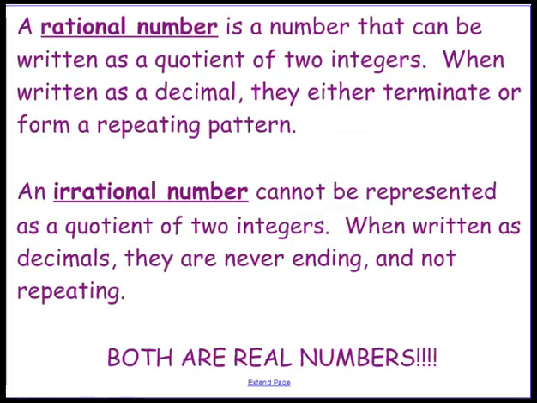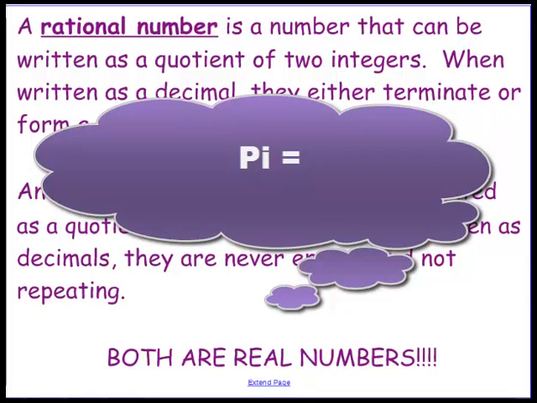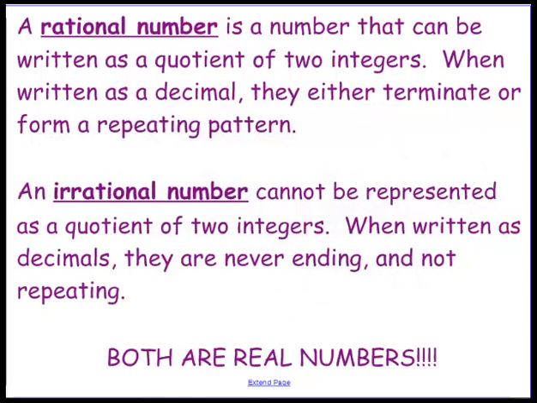Rational numbers, by definition, are numbers that can be written as a quotient of two integers. When I say quotient of two integers, I'm thinking they can be written as a fraction. When written as a decimal, they either terminate or form a repeating pattern. 99% of the numbers that you see are rational numbers. Those are the numbers you're used to working with.